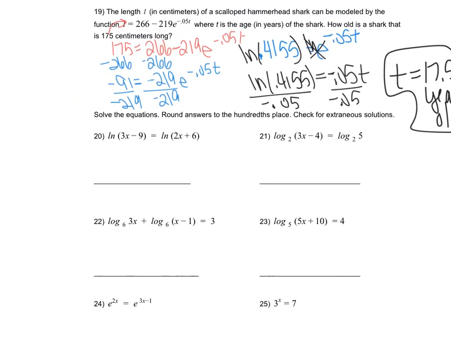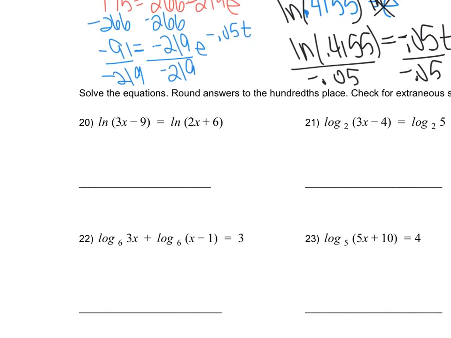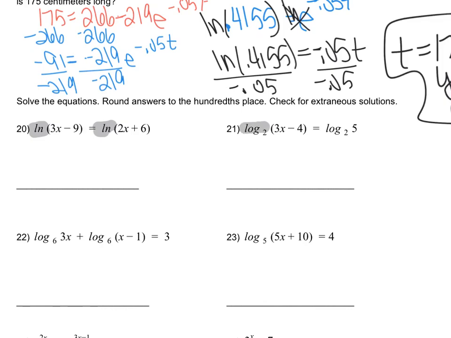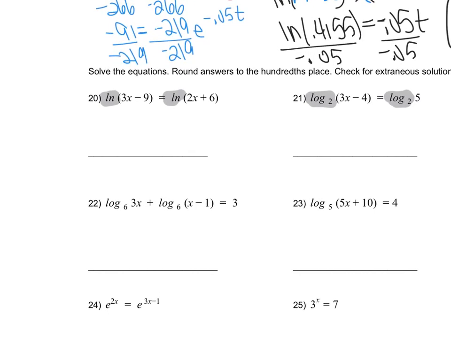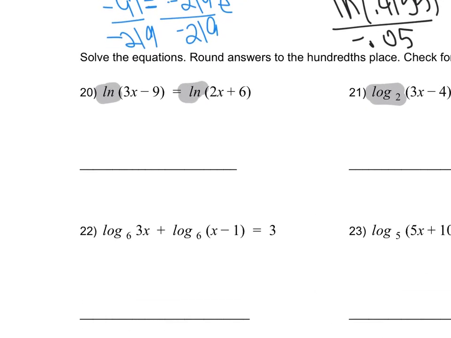Okay, as we look at a few of these here, I'm going to kind of do it like we did in class the other day. I look at the first two questions. I notice a couple of things. First of all, I have natural log on both sides of the equal sign. I have log base 2 on both sides of the equal sign, which means as long as I have the same log and the same base on both sides, I can just set them equal to each other. So I can say 3x minus 9 equals 2x plus 6.